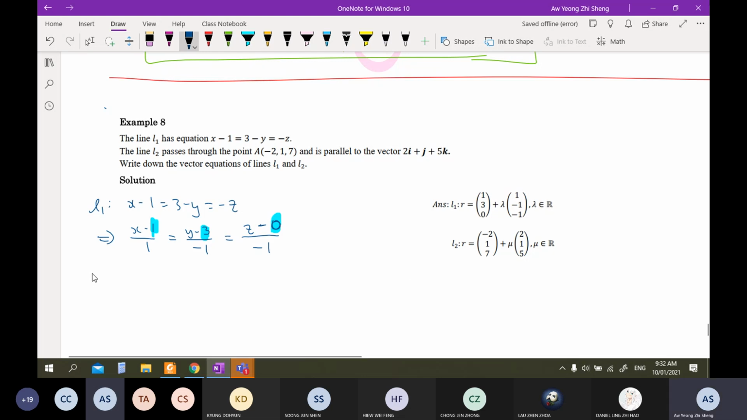Vector equation of L1: r is equal to a point plus lambda times direction, lambda in R. (1, 3, 0) is a fixed point. Direction will be (1, -1, -1). Done.